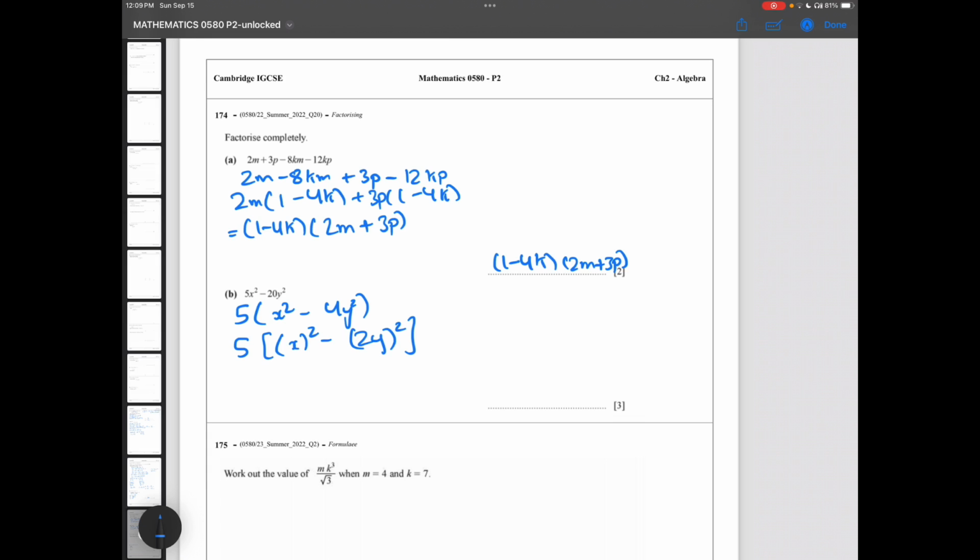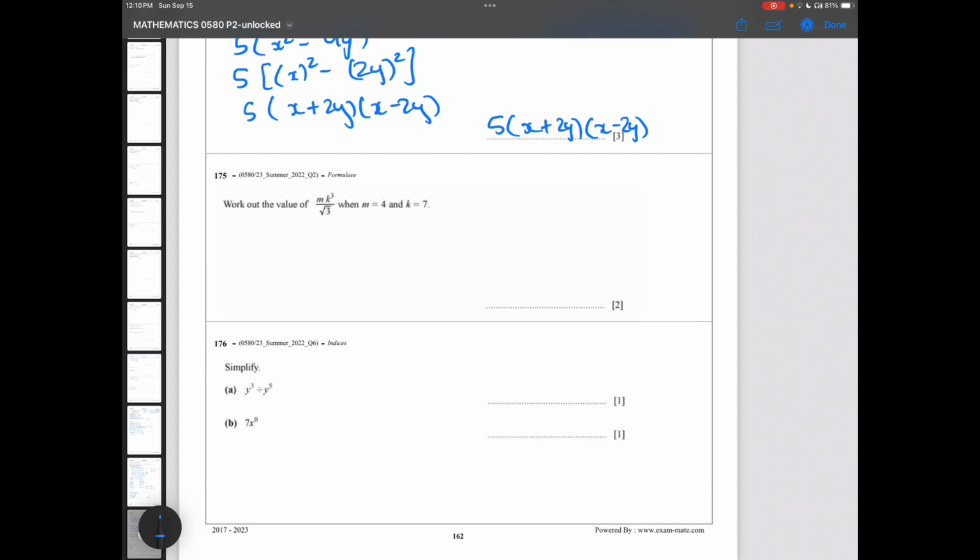Now I can see that I can apply the third identity over here inside the bracket. We can see that it's x square minus 2y whole square. Third identity says a square minus b square is equal to a plus b, a minus b. So by applying the third identity over here, we get x plus 2y, x minus 2y. So this has been factorized now. The answer is 5 times x plus 2y, x minus 2y.